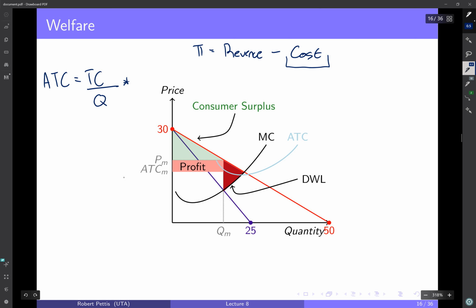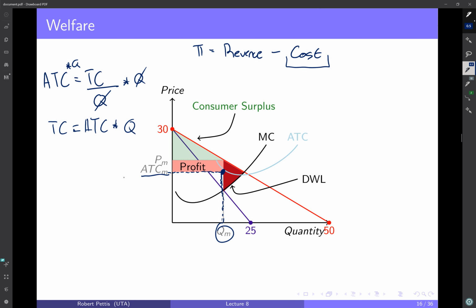So what I can do is multiply both sides by Q. That's going to cancel there. And so I've got average total cost times Q is equal to total cost. Okay, and these are all at some level of quantity. So our quantity is QM. So what is our average total cost for the monopolist? Well, we're just going to go up from this QM until we hit the average total cost curve, and we're going to say this is the average total cost.